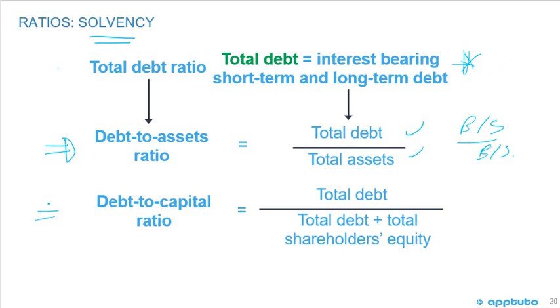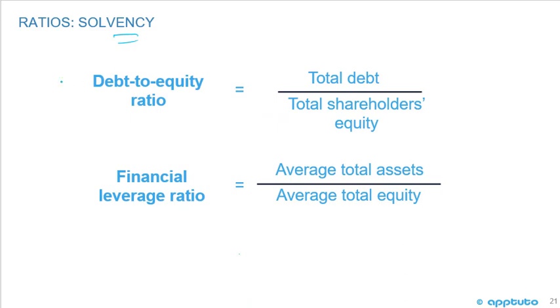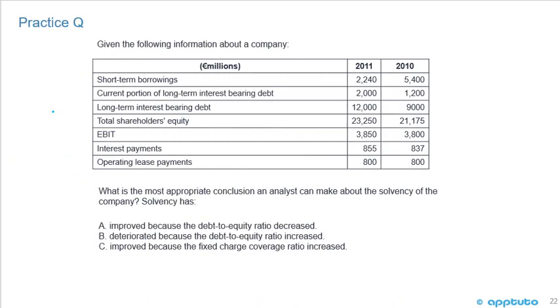The next one is the debt to capital ratio. The numerator is total debt again, and the denominator is the total debt plus the total shareholders' equity. Carrying on with some solvency ratios, the debt to equity ratio is the total debt divided by total shareholders' equity, and the financial leverage ratio is average total assets divided by average total equity. This is an important one. It's going to come up later on when we look at the DuPont, which is an expanded formula for return on equity. Just leave it for now to say that the financial leverage ratio, average assets over average equity, is an important one.